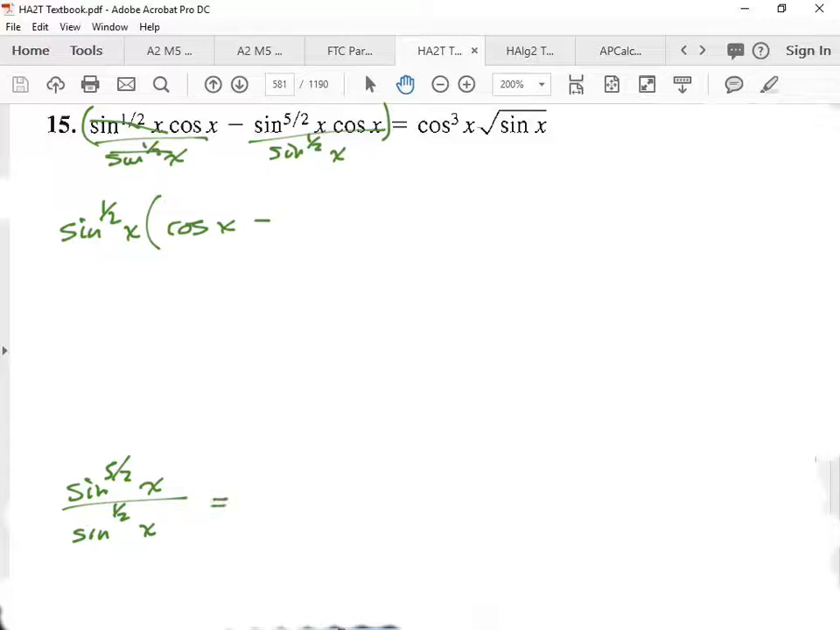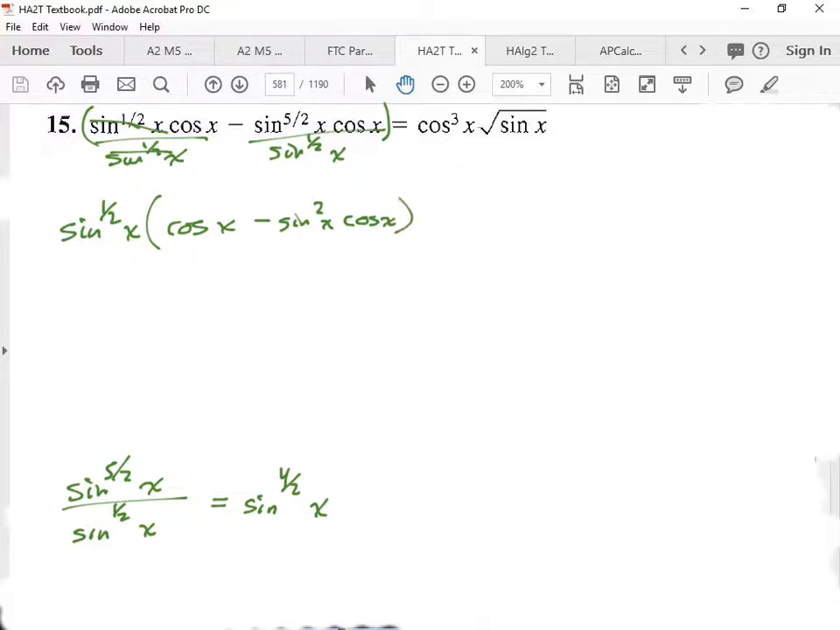Okay, so what do I get? I get sine to the what? To the 4 over 2, which simplifies. What's 4 over 2 simplify to? 2. So some of you guys said squared. You were right. So this is sine squared x, and then I have a cosine x.